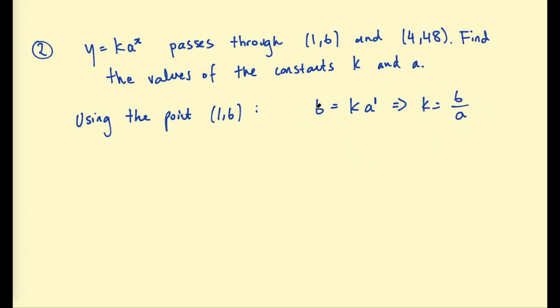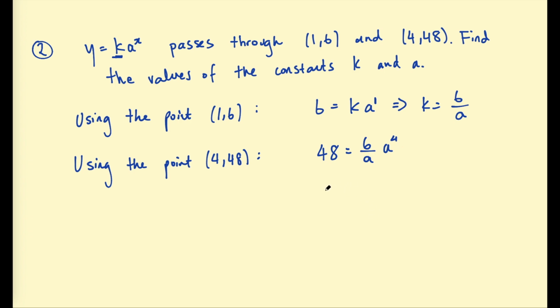And then if we use the second point, using the point 4, 48, we could then plug in 6 on a. So let's rewrite this out. Y is equal to 48. And then when we get to the k, instead of writing k, we're going to write 6 on a. Okay, so we're replacing that letter there. And then we have a to the power of 4, which is the x coordinate. Okay, now we can cancel the a in the denominator with 1 a in the numerator.